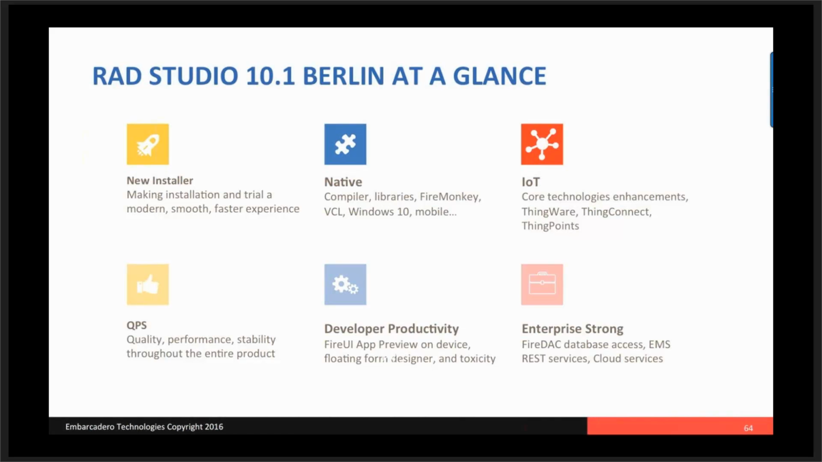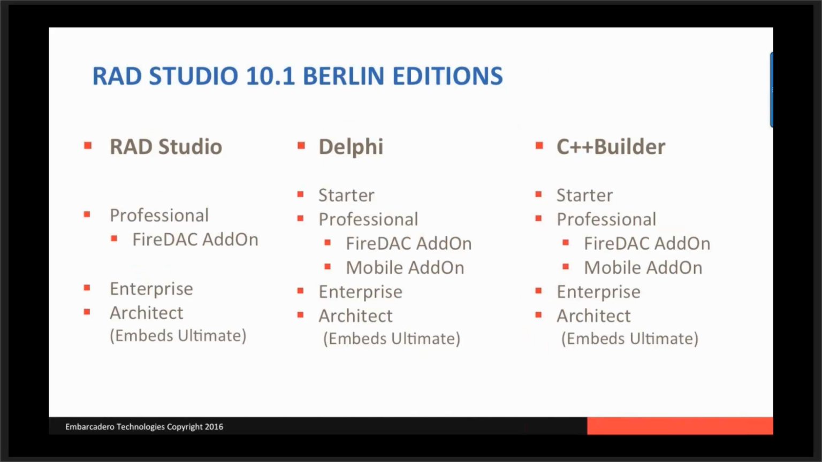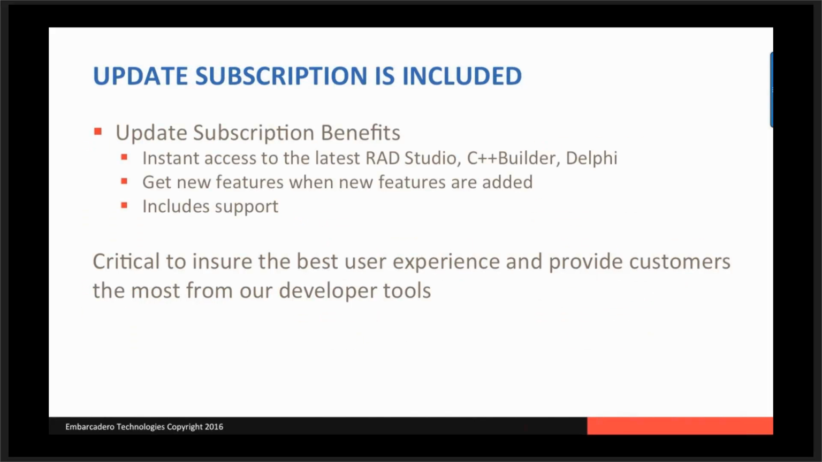Thanks, Marco. And as you can see here in this slide, 10.1 Berlin was a pretty expansive release with a lot of functionality, including a brand new installer, Internet of Things technology, and many other features and functions. A couple changes with this release in regards to the editions that we offer. With 10.1 Berlin, we discontinued our Ultimate Edition, and customers who currently have Ultimates will essentially get Architect. But as you see through here, nothing else for the most part has changed in regards to what editions we currently offer. With 10.1 Berlin, Update subscription is now included by default.